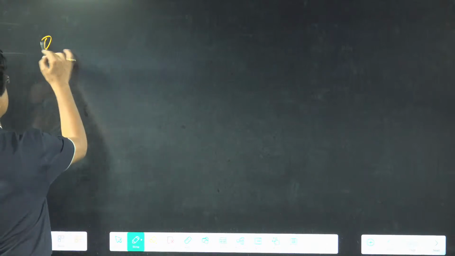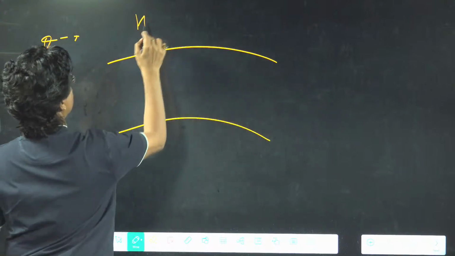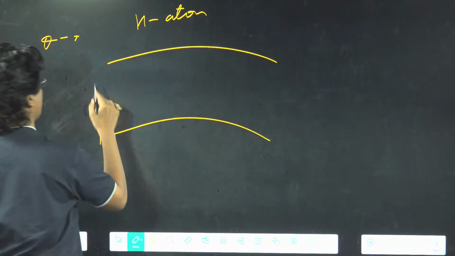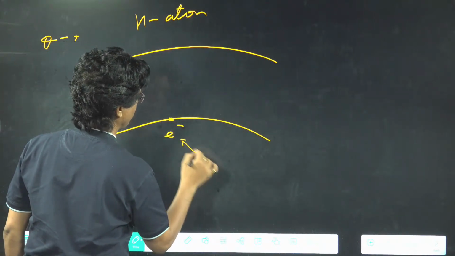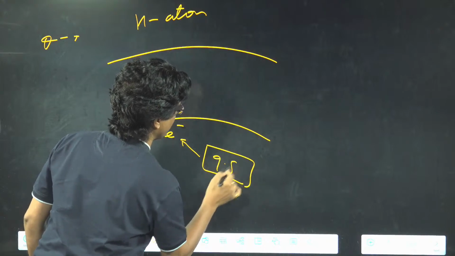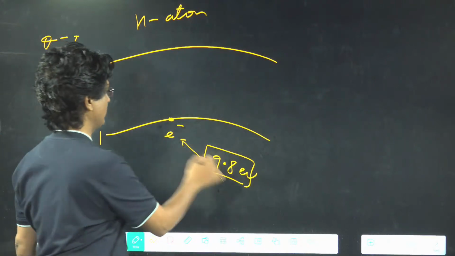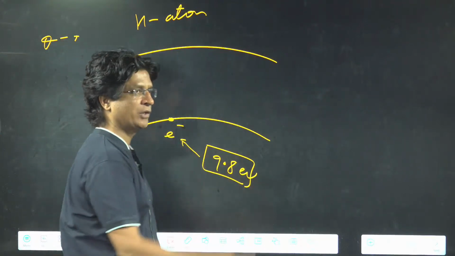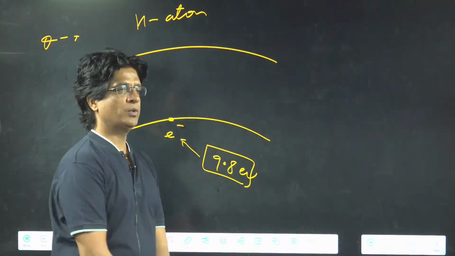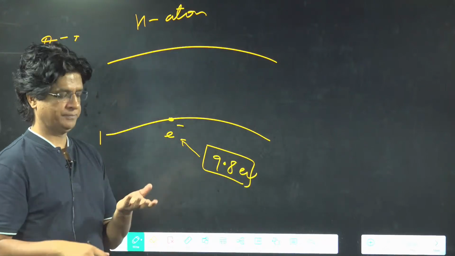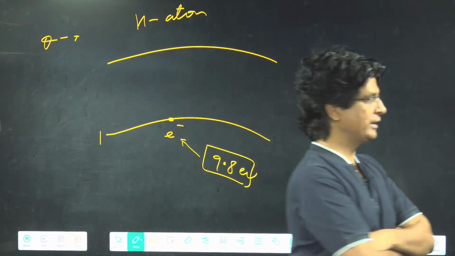This question says that we are having a hydrogen atom again, orbit number 1 over here, and the electron is here. A photon is coming of, say, 9.8 electron volt. When this electron absorbs this 9.8 electron volt, it will go up. My question is, how many total spectral lines will be formed when the electron returns?